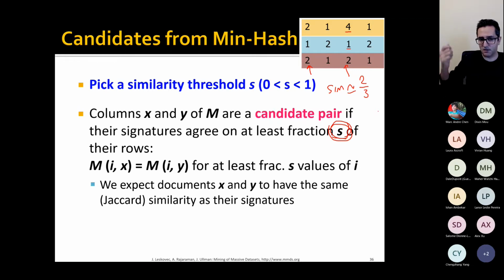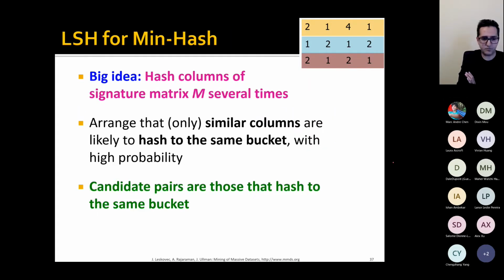But the question is, does this help? No, because this is still O of n squared. I have to compare the signatures of all columns. Again, two loops, create all of the pairs, and then check to see if they're a candidate pair or not. So I couldn't solve the O of n squared problem. That's why we use locality sensitive hashing.